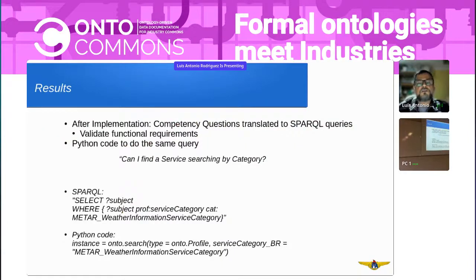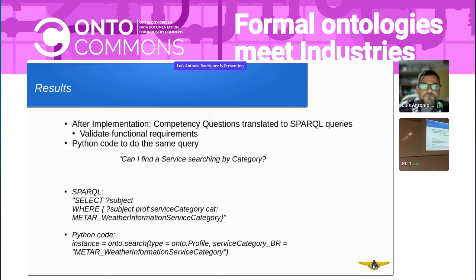After the implementation, the competence questions were translated to Sparkle queries to validate the functional requirements of the ontology, or to validate if the ontology is responding to my questions. And a Python code was run to do the same query as the Sparkle translated. An example here: can you find a service searching by category? So select the subject using the object property service category and passing as a parameter meta weather information service category.